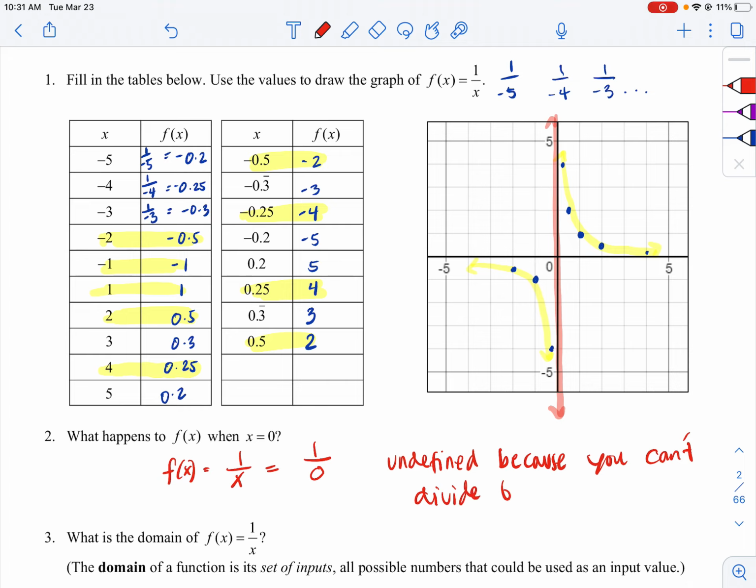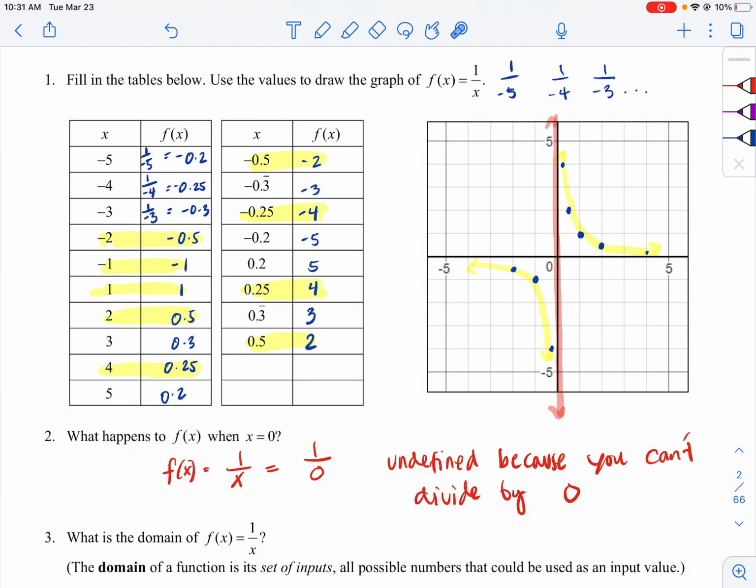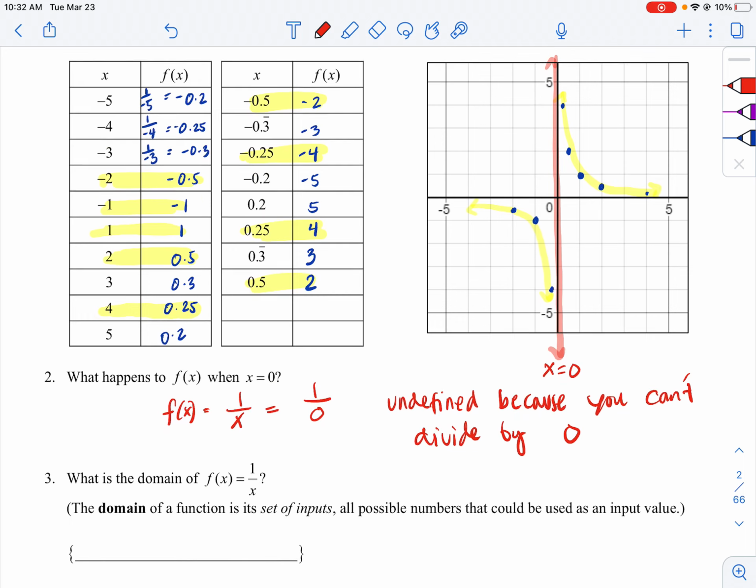If you take a look at my x values, the 0 is not in it. If I put a 0 in here, it will be undefined, it will be an error. We can't solve it when the denominator is 0. And that is why our graph is not touching when x is equal to 0, because this line is where x is equal to 0. In the next slide, we will call this our vertical asymptote. But for now, let us study our graph first.